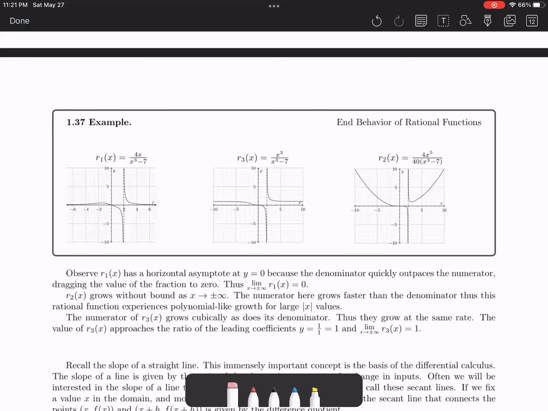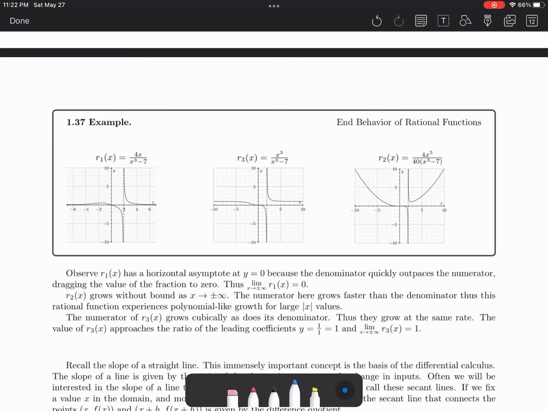Let's go through this example kind of quickly. The first rational function. So we've got three different rational functions here. Let's look at R1. It's 4x divided by x cubed minus 7. So from your days in algebra, you know that for long-term behavior of rational functions, you need to compare the degrees, right? You've got a degree 1 sitting on top of a degree 3 polynomial. So it's heavier on bottom than it is on top. The bottom is going to grow a lot faster than the top does.